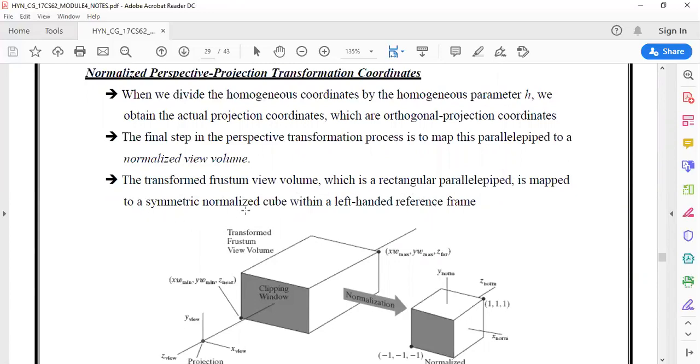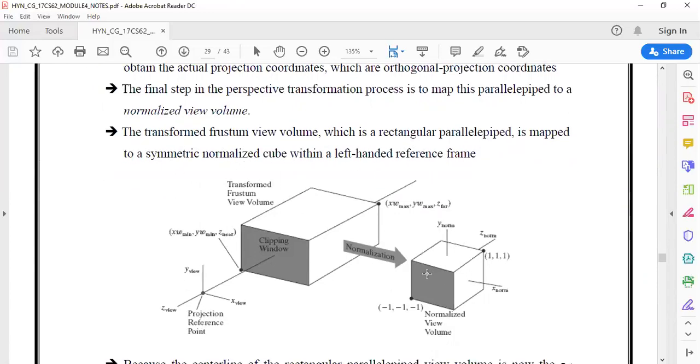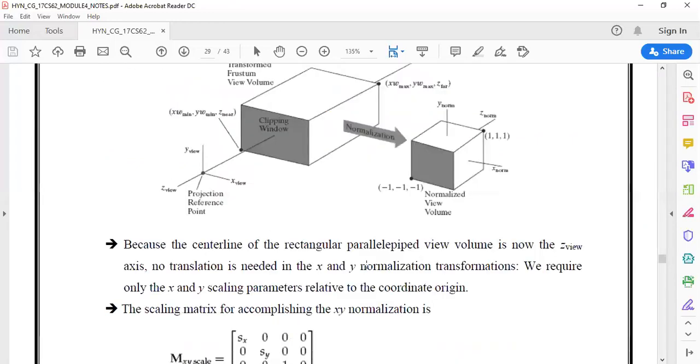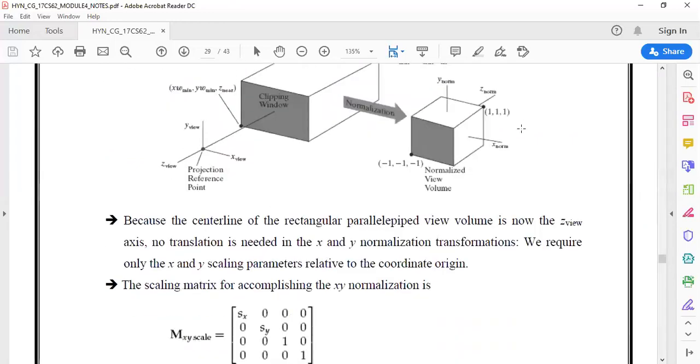We have to map it to a symmetric normalized cube within a left-handed coordinate reference: x normal, y normal, z normal. We have to normalize with respect to the unit cube, which is (-1, -1, -1) to (+1, +1, +1). This is my frustum view volume, and I am applying the normalization so that I will get a normalized view volume, which is my unit cube.